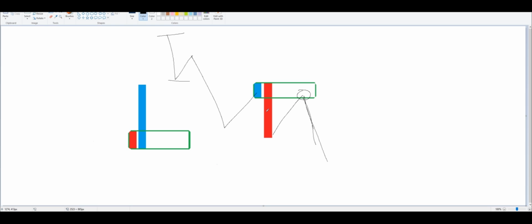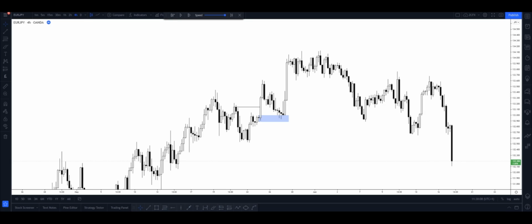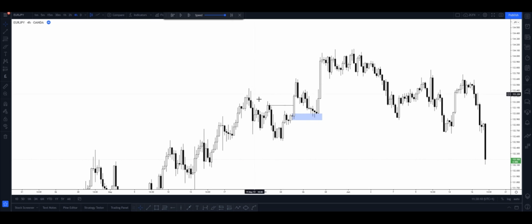But yeah, when it comes to looking at market structure, make sure you try and find those high time frame points of interest. Okay. What I will do as well is go on to the charts now. So again, two types of order blocks. There's a bullish order block and a bearish order block. Okay. So if we jump onto the charts here, you'll see them all the time.